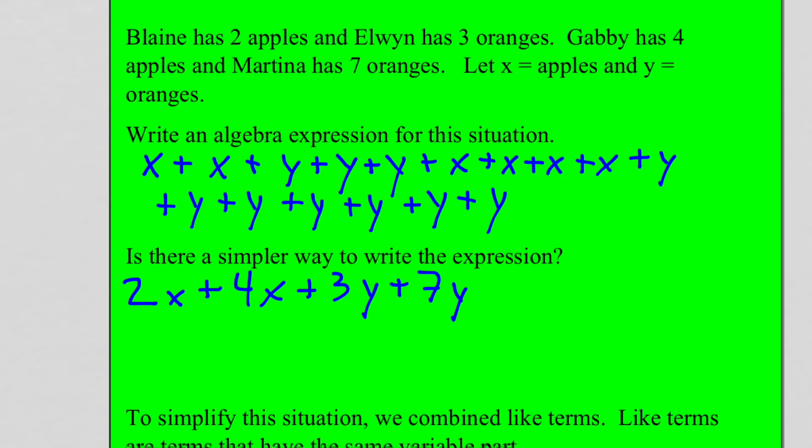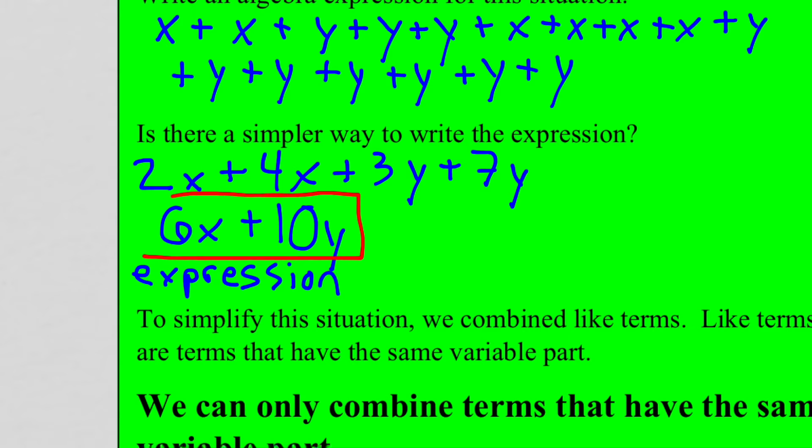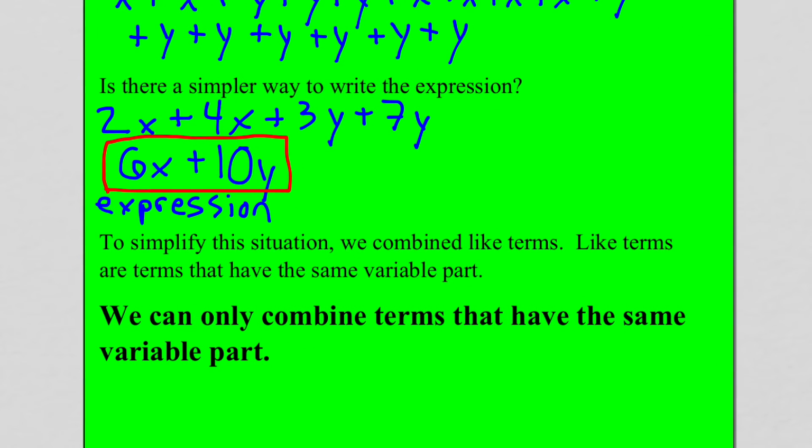Now, we can simplify this even further. We can say that 2x plus 4x is 6x, so 6 apples, and 3y plus 7y is 10y for 10 oranges. And we know this thing, of course, as an algebra expression. And that's as simple as you can get this expression. You can't combine it any further. And what we just did is called combining like terms. To simplify this situation, we combine like terms.